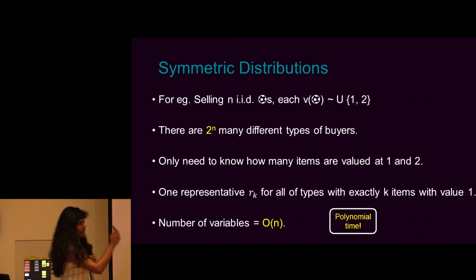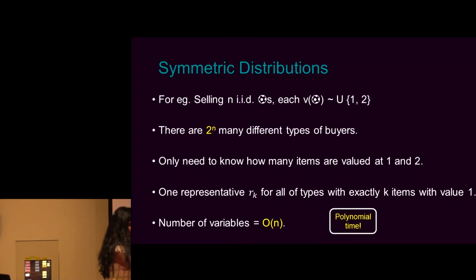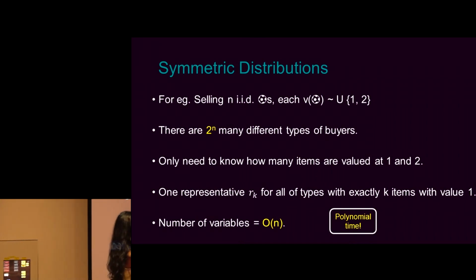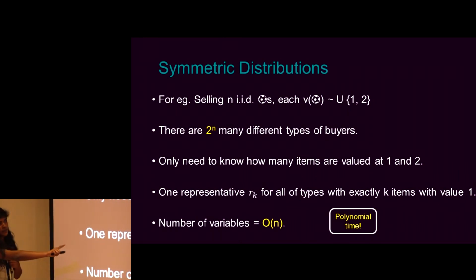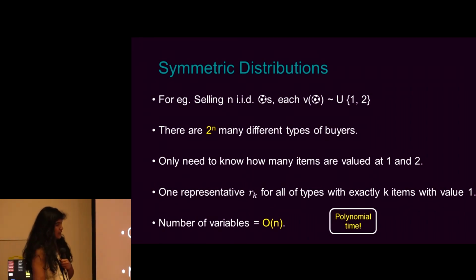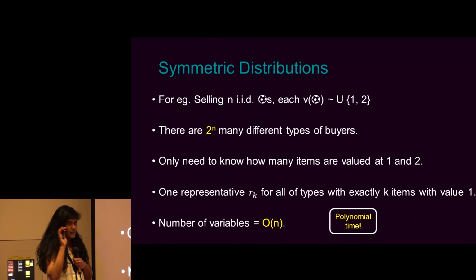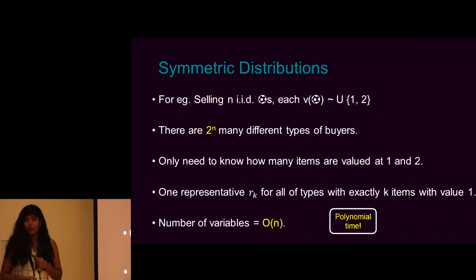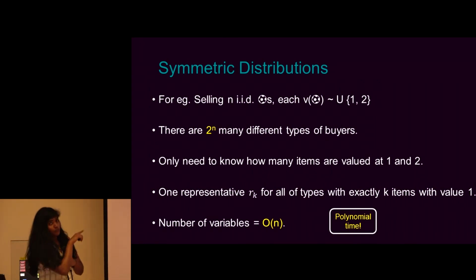We can say that there's a representative R_k for all the types of buyers with exactly k items in bin 1. So if the buyer has k items with value 1, we treat all of them the same. So the number of variables that we need in this modified LP is going to be just order n. And so we have a polytime algorithm for this instead of the exponential LP.